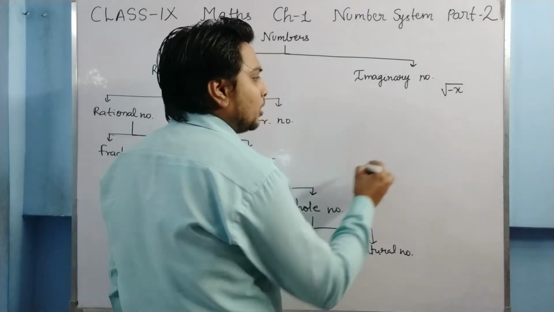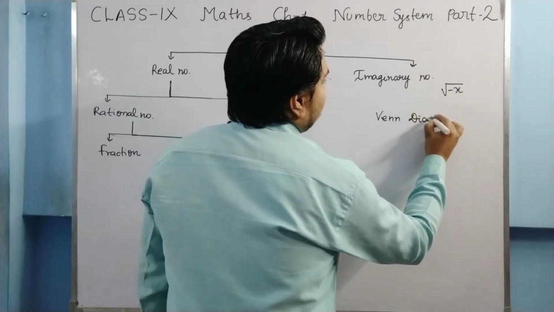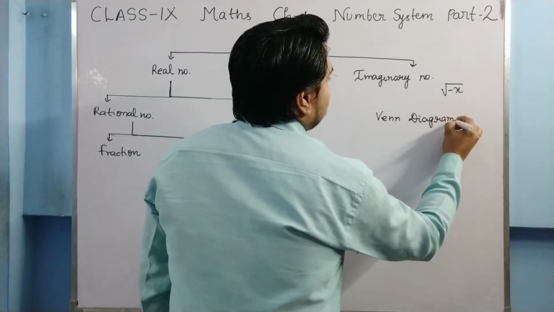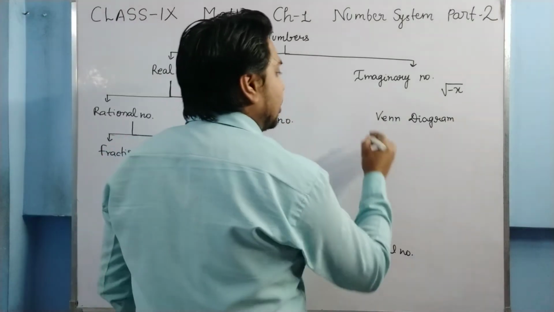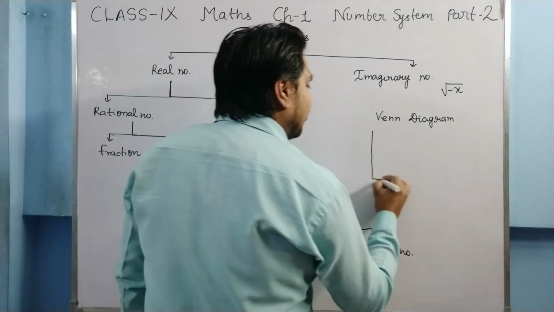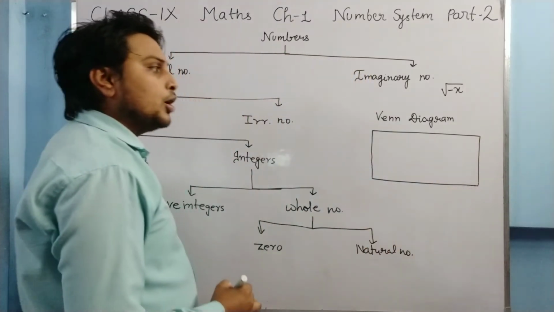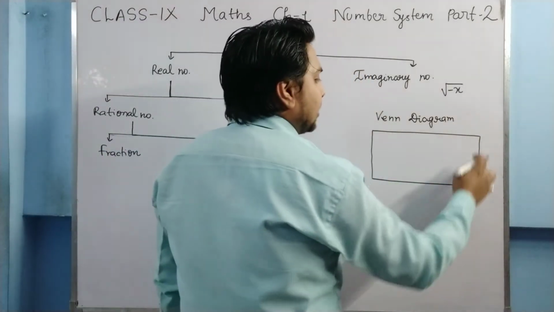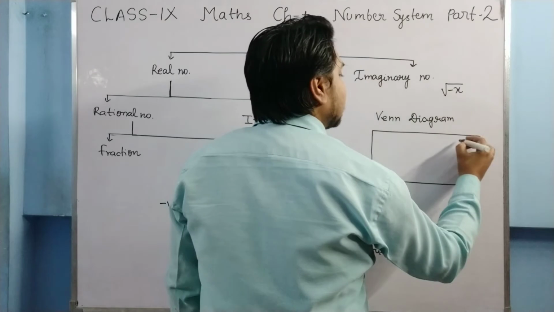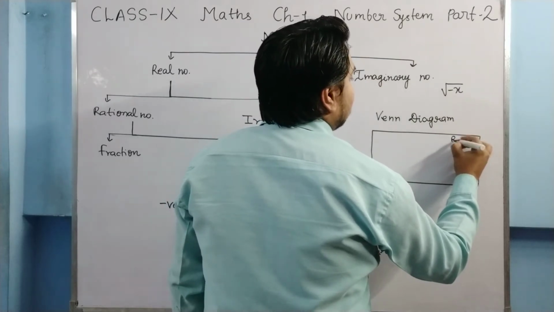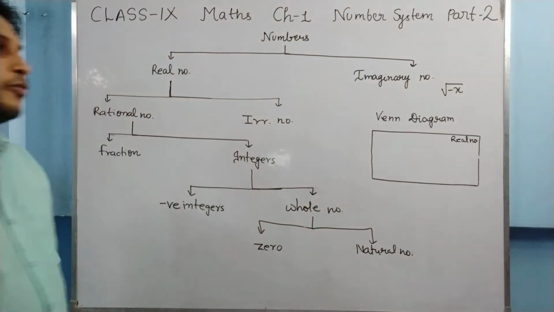One more thing. If you want to show the classification of numbers by a Venn diagram, this also you will study in class 11th. But when we show the classification of numbers by a figure, it can be shown like this. This rectangular shape shows, suppose, real numbers. All the numbers are shown within the figure of real numbers.